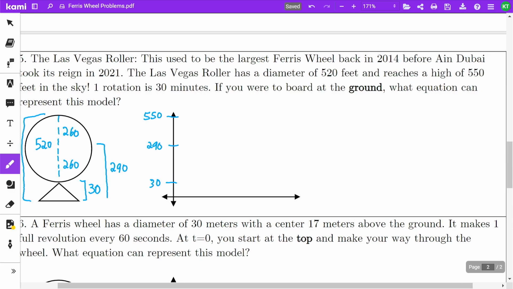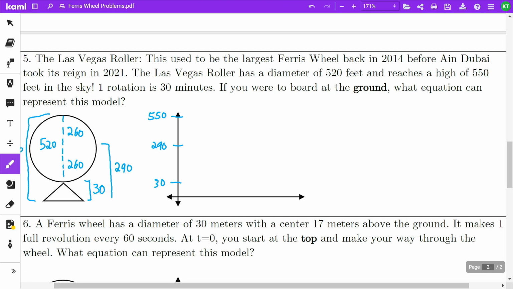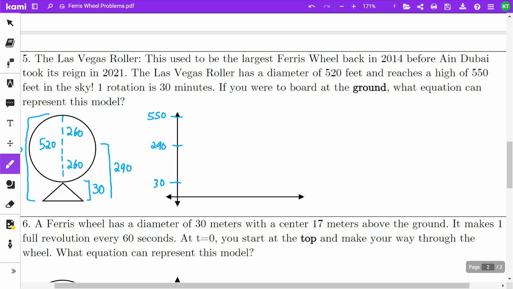The next thing we're going to look at is my one rotation taking 30 minutes. So if it's 30 minutes, again, I can split up my 30 minutes into 4 different sections in my circle because we're going to assume 1, it's traveling in a counterclockwise direction, and 2, it's traveling at a constant rate. So we're going to start at 0. We're going to divide 30 by 4, so that'll be going by 7.5, then to 15, then to 22.5, and then to 30.